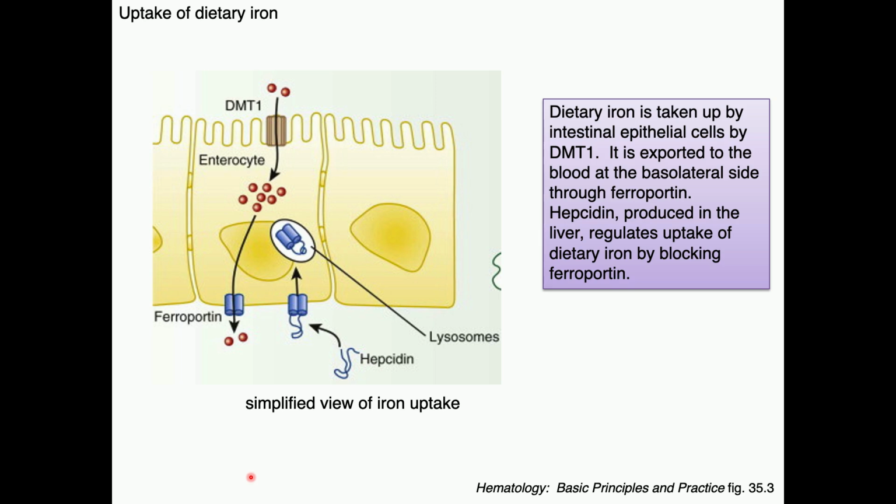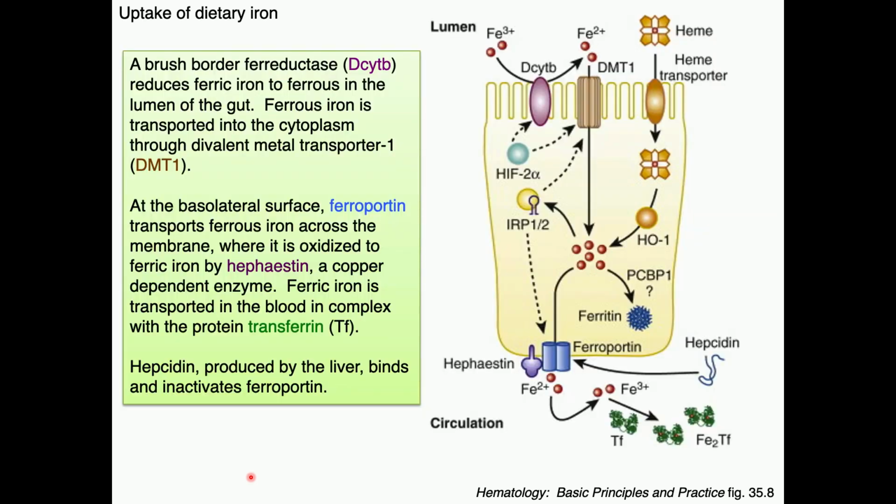So macrophages also efflux a significant amount of iron through ferroportin, and hepcidin acts on them just as it does in a gut epithelial cell. Okay, so let's look at a slightly more complicated version of this. Some of the features of iron metabolism within a gut epithelial cell are going to be common to other cells, and I'll try to highlight those commonalities as they occur. But the gut epithelial cell has this special role of taking iron up within the body.